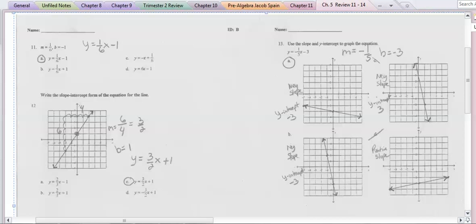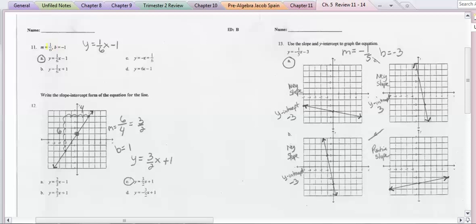Once again, we're just writing in slope-intercept form. Our slope is 1/6. Our b is negative 1. So here's the equation, y equals mx plus b form. We're going to write the slope-intercept form of the equation for the line. First of all, we find out what the slope is. Went up 6/4, and we simplified it to 3/2. Put that in for the slope. Then I found out where it crossed on the y-axis, which was positive 1, and then I wrote my equation, so it's letter C. Okay, over here to 13.